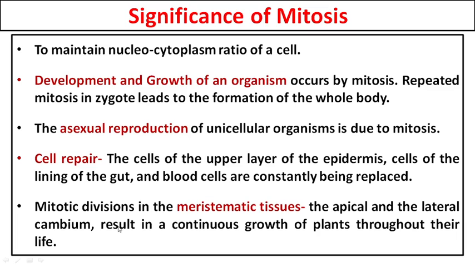Or amitosis. Then cell repair, when there is any damage to the epidermis or any damage to other cells, right? And as the cells are dying, new cells are getting replaced. So for this cell repair. And finally, mitotic division in the meristematic tissue. It could be apical or lateral cambium. It results in continuous growth of plants throughout their life. So this is the significance of mitosis.